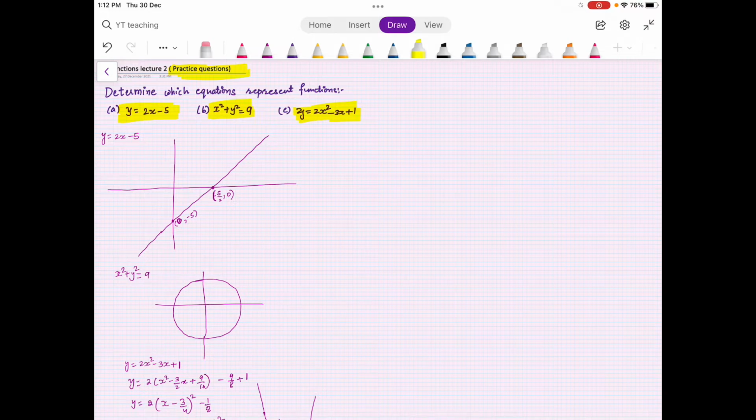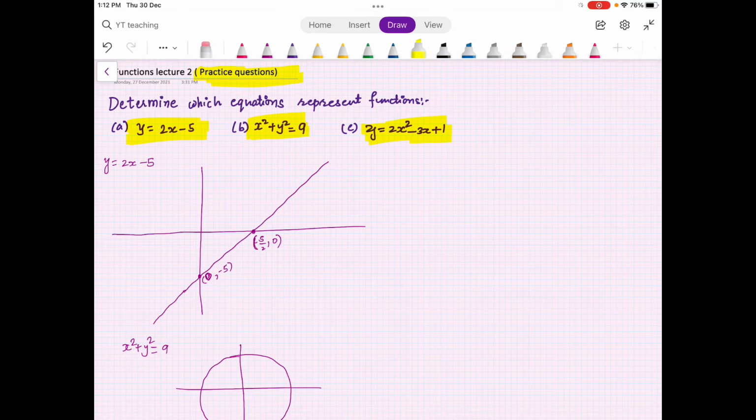You can use your graphing calculator to draw the graph, or you can go for Desmos. Here I have drawn the graph for the equation y is equal to 2x minus 5. This is a line with slope equal to 2. When you draw it on Desmos, you get this line. Now I have to see whether it is a function or not.